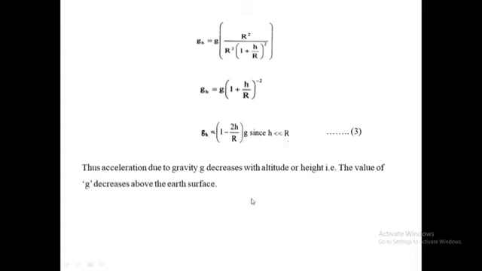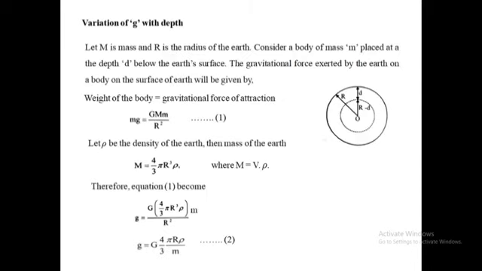Thus, acceleration due to gravity g decreases with altitude or height. That is, the value of g decreases above the Earth's surface. Now, variation of g with depth.